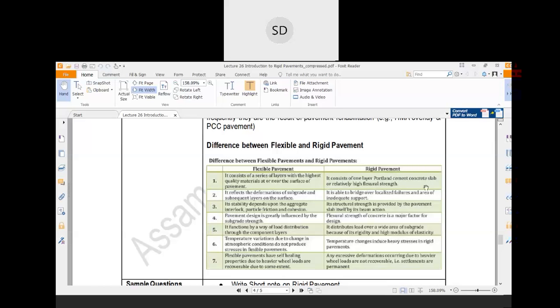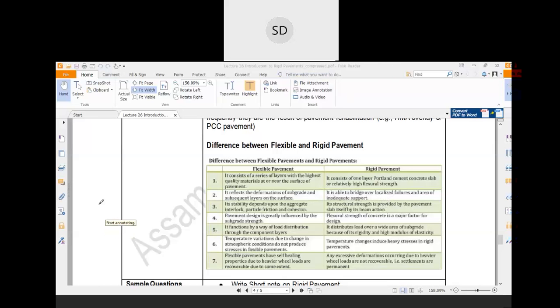Then rigid pavement. It consists of one layer of Portland cement concrete slab of relatively high flexural strength. It reflects the deformation of subgrade and subsequent layers on the surface. It is able to bridge over localized failures in areas of inadequate support.